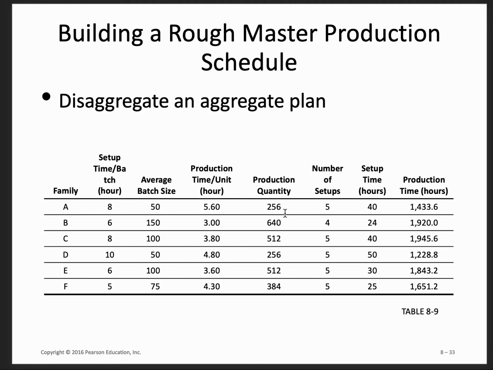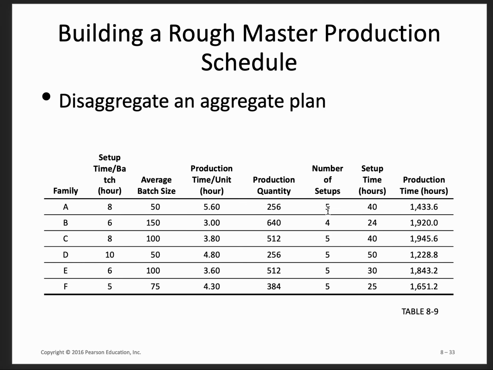First, we calculate the production quantity. This comes from the fact that the optimal solution gave us 2,560 units. So if you're making 2,560 units and family A accounts for 10% of all of this, then you're making 256 units of family A. Now, we know that the average batch size is around 50. So if I divide 256 by 50, it gives me 5.12. And I round it down. It tells me that I have to set up this machine 5 times.